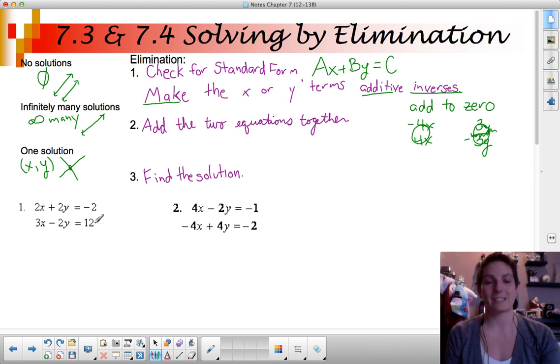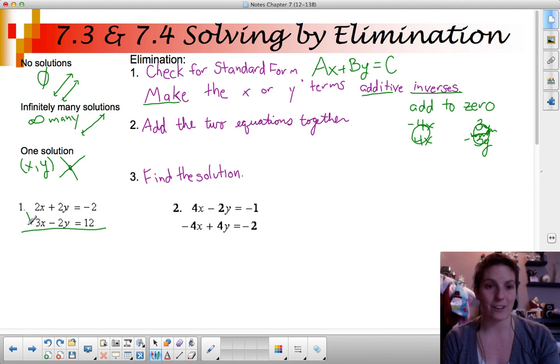So let's start with problem number 1. Check for the order. ax plus by equal to a number. Good, my order's fine. So really the first step is check to see if you have x's that add to 0 or y's that add to 0. In this problem we have y values. Positive 2y and negative 2y add to 0.